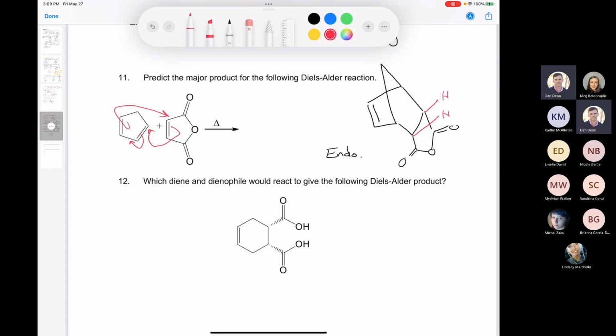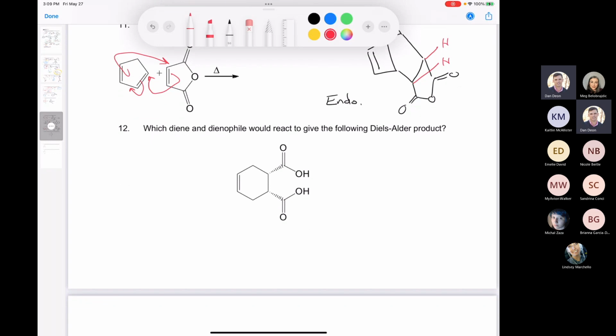Next one asks us, which diene and dienophile would be used to make this Diels-Alder product? You can see that we have a dash here and a dash here, so that means we're going to start with a cis alkene, and we could do our retro Diels-Alder arrows like this, this, and this, and then we just draw what we'd end up with.